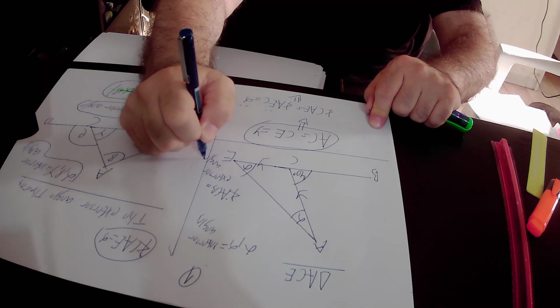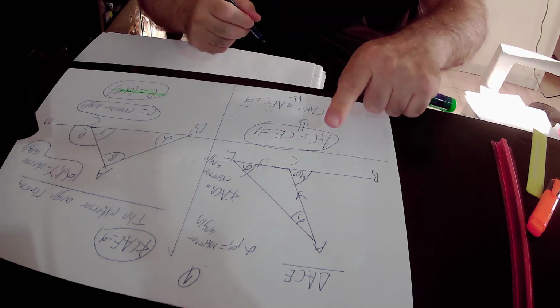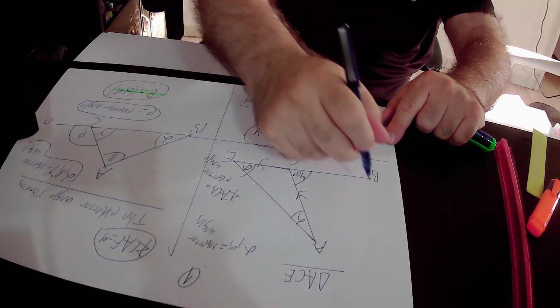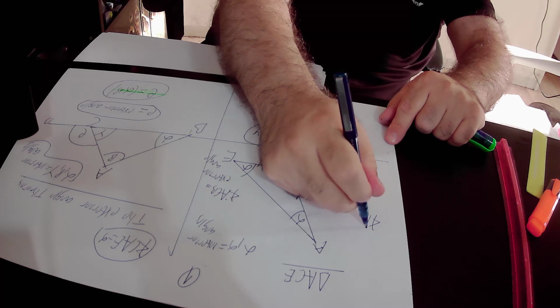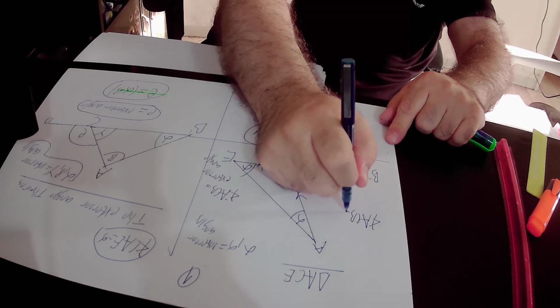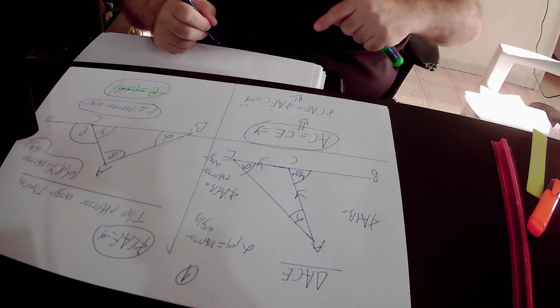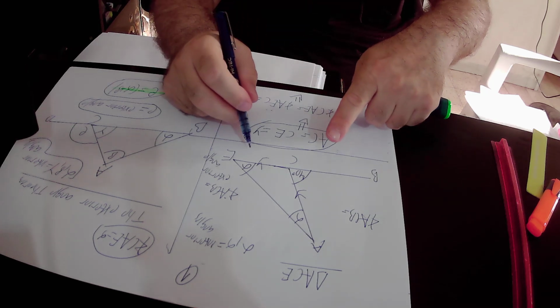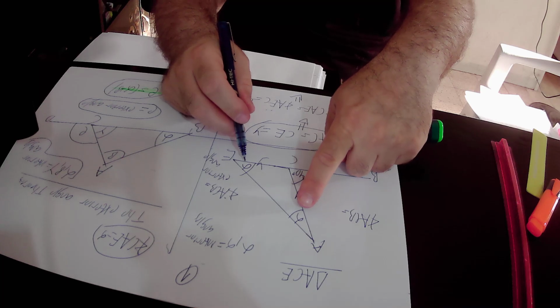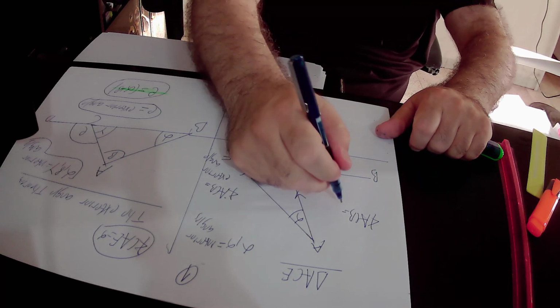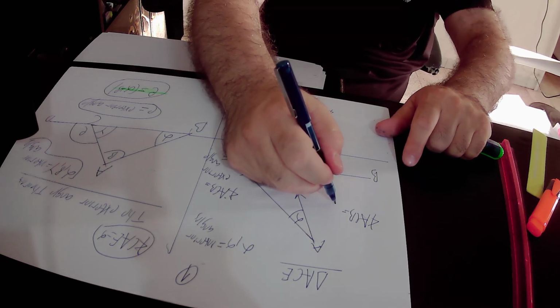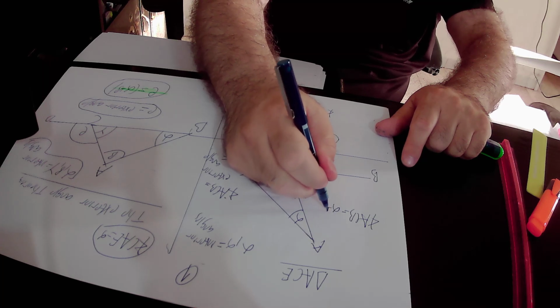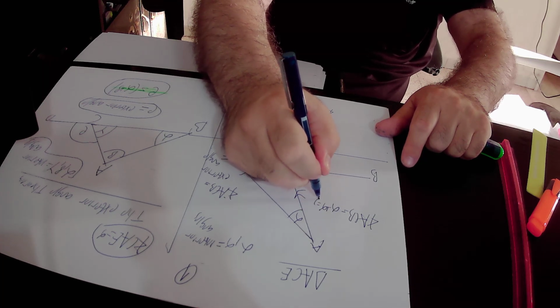Okay, and what is the size of the exterior angle ACB? The size of the exterior angle ACB will be equal to the sum of the two interior angles that are not adjacent to it. And the two interior angles that are not adjacent to it are alpha and alpha. Therefore, the size of the exterior angle ACB will be equal to alpha plus alpha, that is 2 alpha.